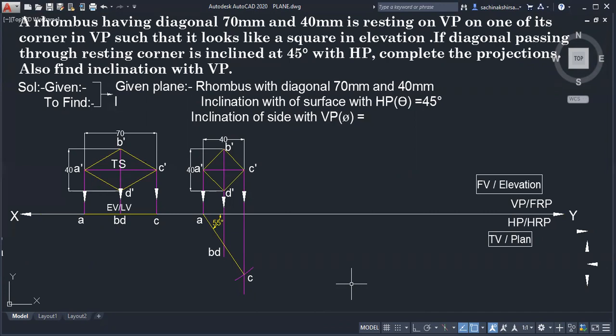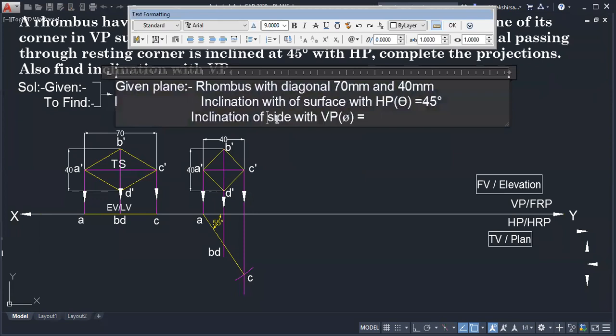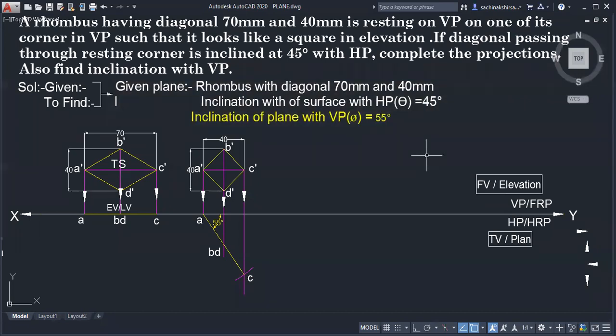Exactly it is 55, 1 degree we can understand. So here one answer we got. Inclination of the plane, not of the side. Inclination of plane with 50. How much we got? 55. I got 55. Whatever your answer, you can tell. So the inclination of plane with 50 is 55. Have you got?